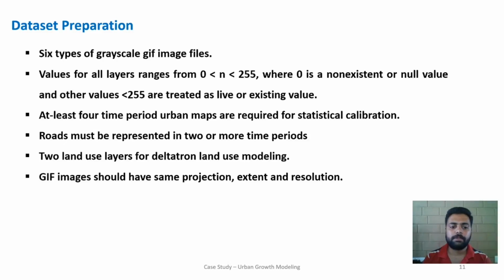Then 2 time periods of land use you need. This is basically for Deltatron land use modeling, 1990 land use and 2020 land use. Then you need to have GIF images in terms of same projection, same extent and same resolution. This matters a lot.